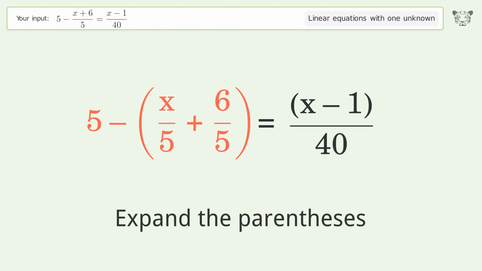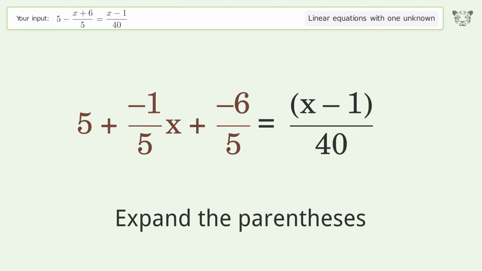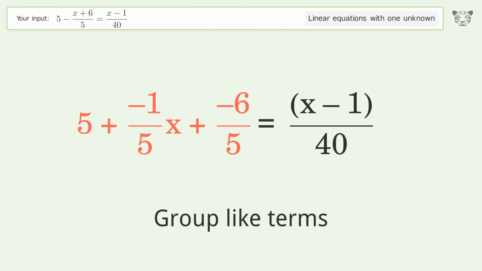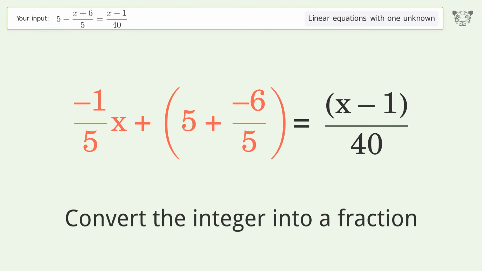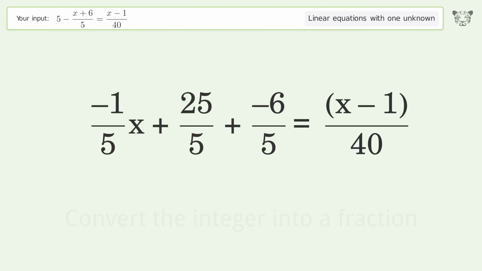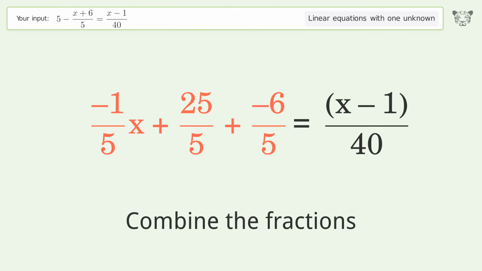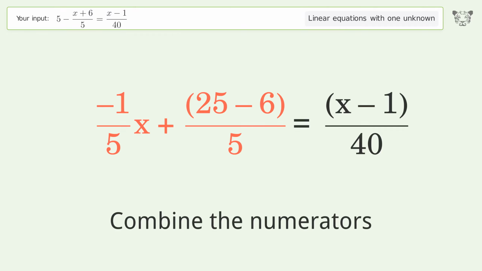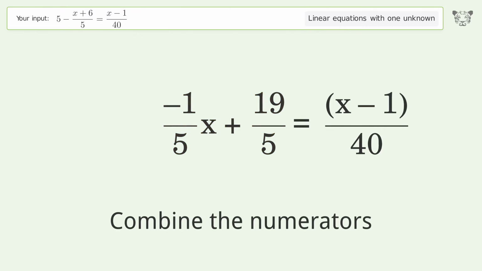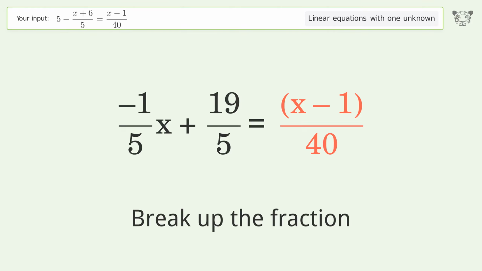Expand the parentheses. Group like terms. Convert the integer into a fraction. Combine the fractions. Combine the numerators. Break up the fraction.